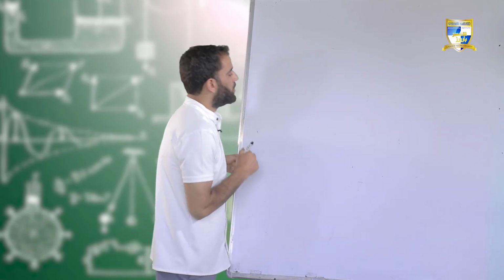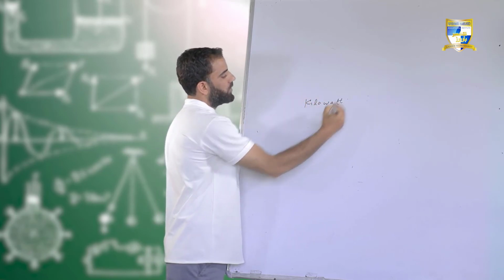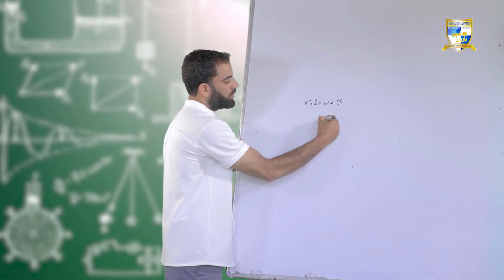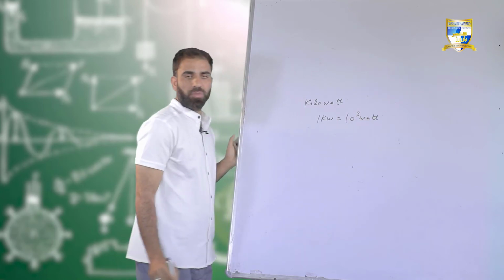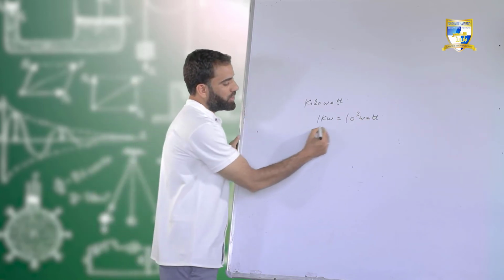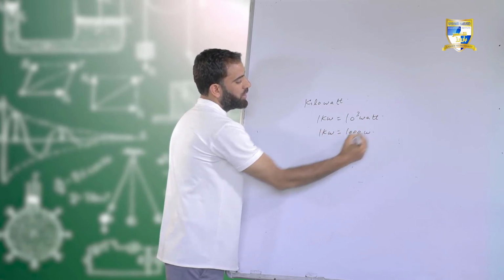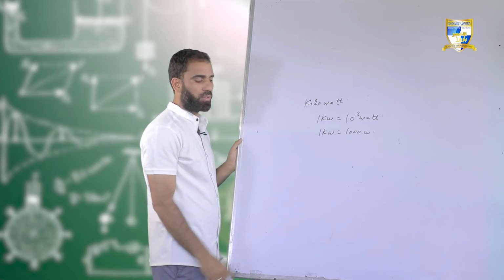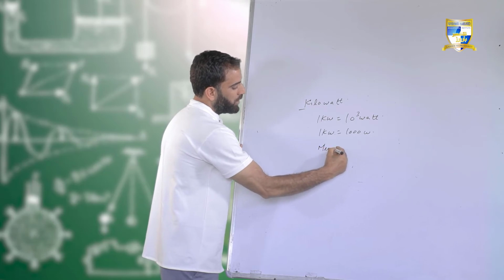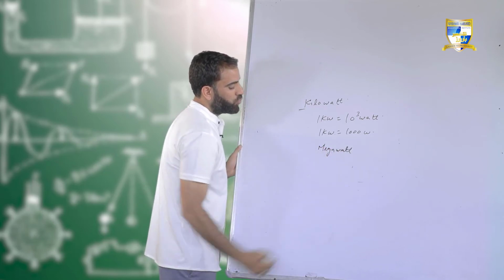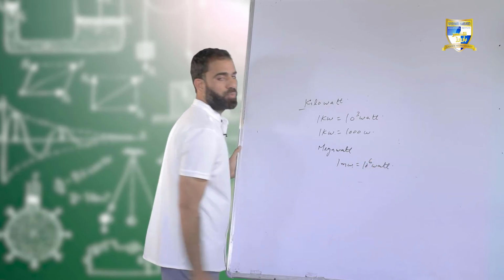It has bigger units also, like kilowatt. And what is 1 kilowatt? It is 10 raised to power 3 watt. It is a bigger unit of power. 1000 watt makes 1 kilowatt. There is one more unit of power, that is megawatt. And what is 1 megawatt? It is 10 raised to power 6 watt.